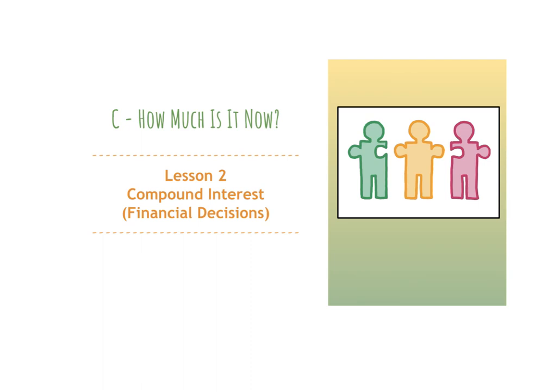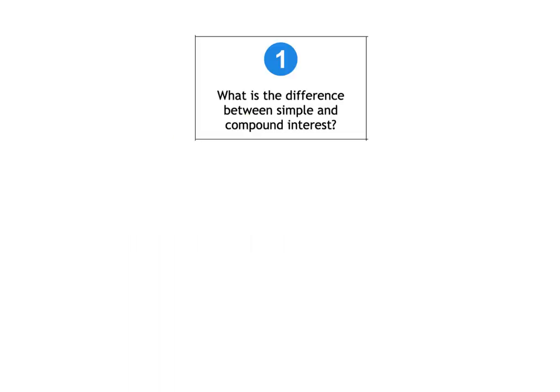Hi everyone, today we're going to be doing lesson 2 of Unit C. This lesson focuses on financial decisions, including compound interest. Our first question asks us to explain the difference between simple and compound interest. To do this, let's look at some examples of simple and compound interest.